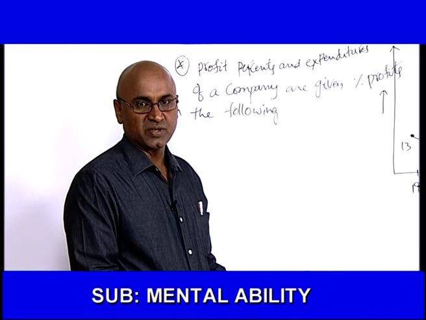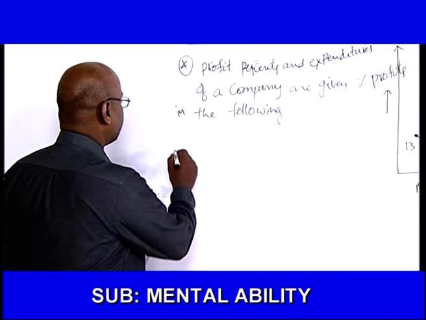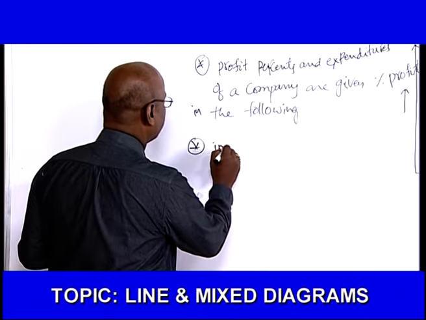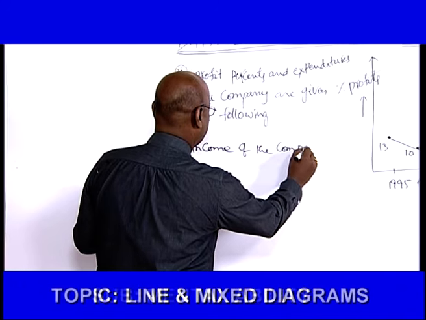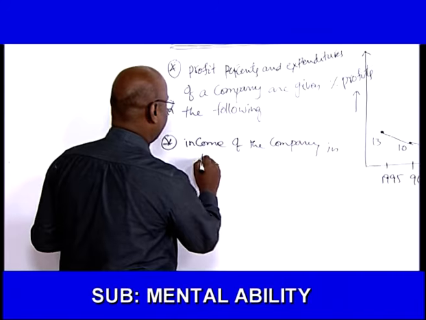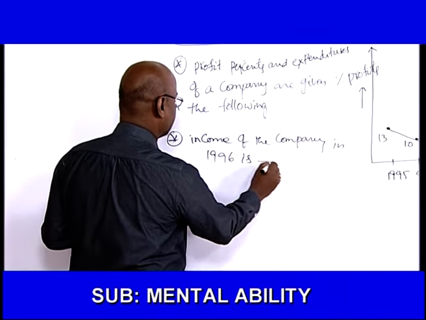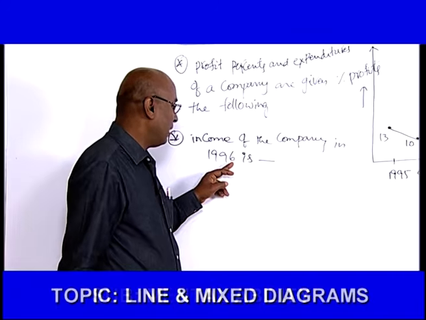Now we will see the first question. The first question is: income of the company in the year 1996.